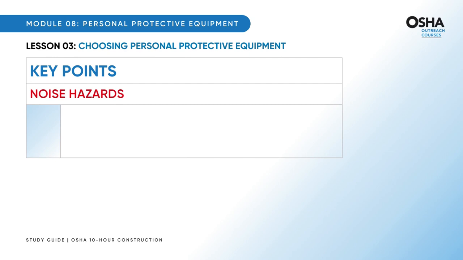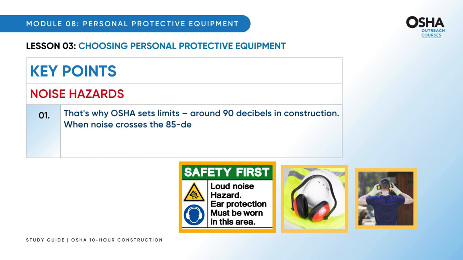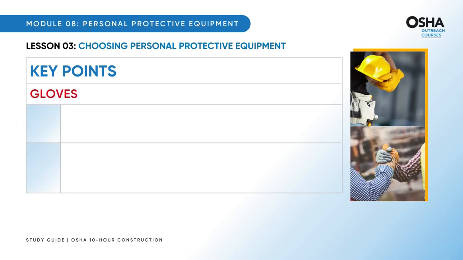Noise can be a sneaky hazard. That's why OSHA sets limits, around 90 decibels in construction. When noise crosses the 85 decibel mark, employers need to step in with a hearing conservation program and appropriate employee protection. Now, gloves, those unsung heroes protecting your hands.